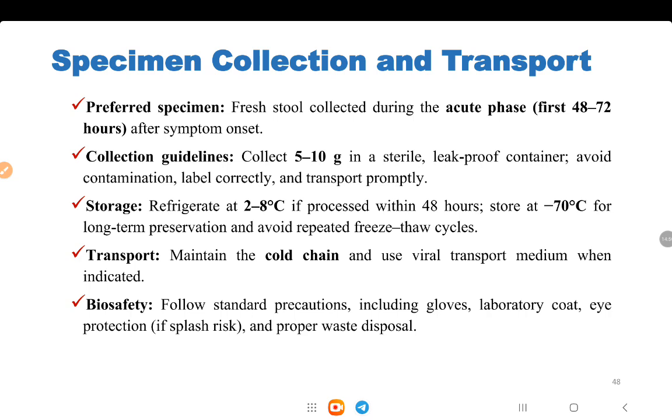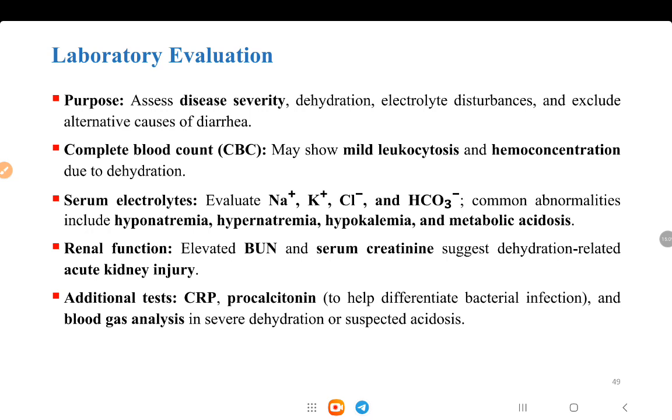Usually follow standard biosafety precautions, including gloves, a laboratory coat, eye protection if there is a splash risk, and proper waste disposal for this sample. The main purposes of the laboratory are to assess disease severity and dehydration, to assess electrolyte disturbance, and to exclude alternative causes of the diarrhea.